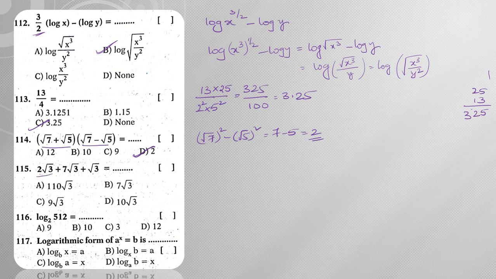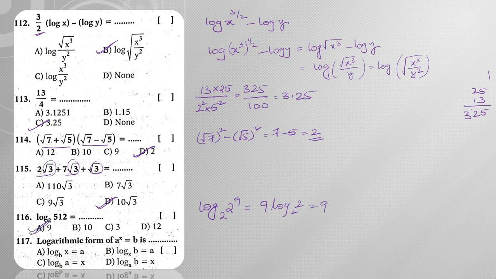Next, 2 root 3 plus 7 root 3 plus root 3. So if I take root 3 as common in all the terms, so 2 plus 7 is 9, 9 plus 1 is 10. So it is nothing but 10 root 3. Next, logarithm of 512. So 512 can be written as 2 power 9 to the base 2. So by using the power rule, this can be written as 9 into log 2 to the base 2, which is nothing but 9. Hence the answer is 9.